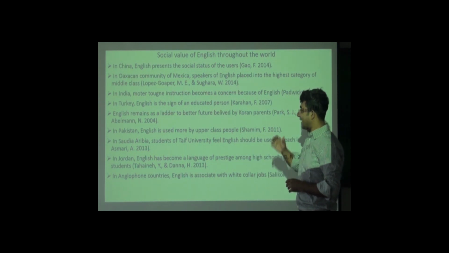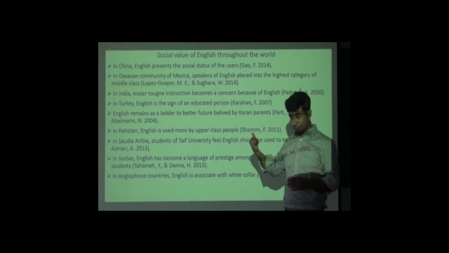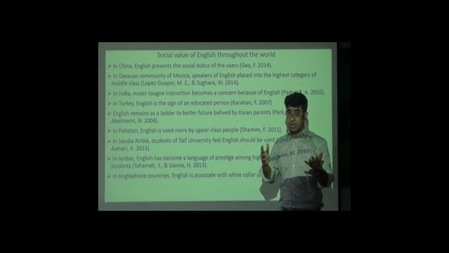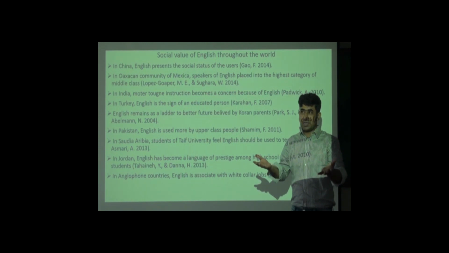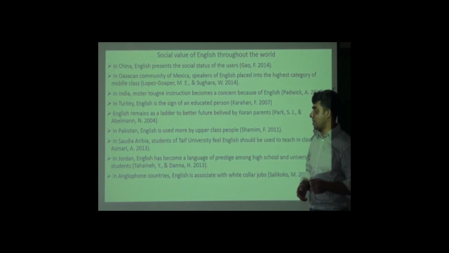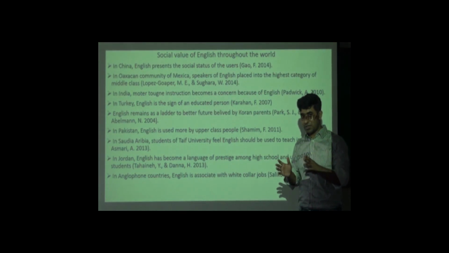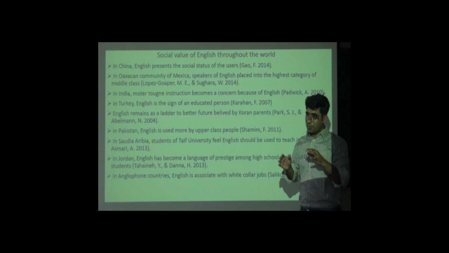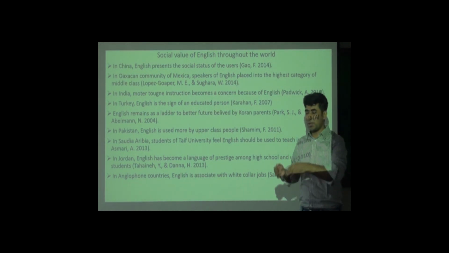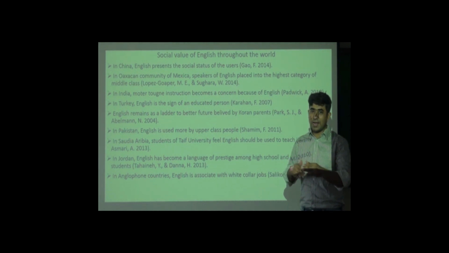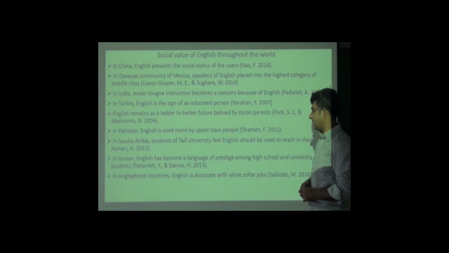In Turkey, English is the sign of an educated person. What they think is that someone who knows English is educated. That's the same in Bangladesh as well. English remains a ladder to a better future, as believed by Korean parents. That is interesting. The research shows that Korean parents believe if their children know English, that is the way they can make friends with foreigners, especially native speakers of English, and that is a ladder to go up, to success in their life.